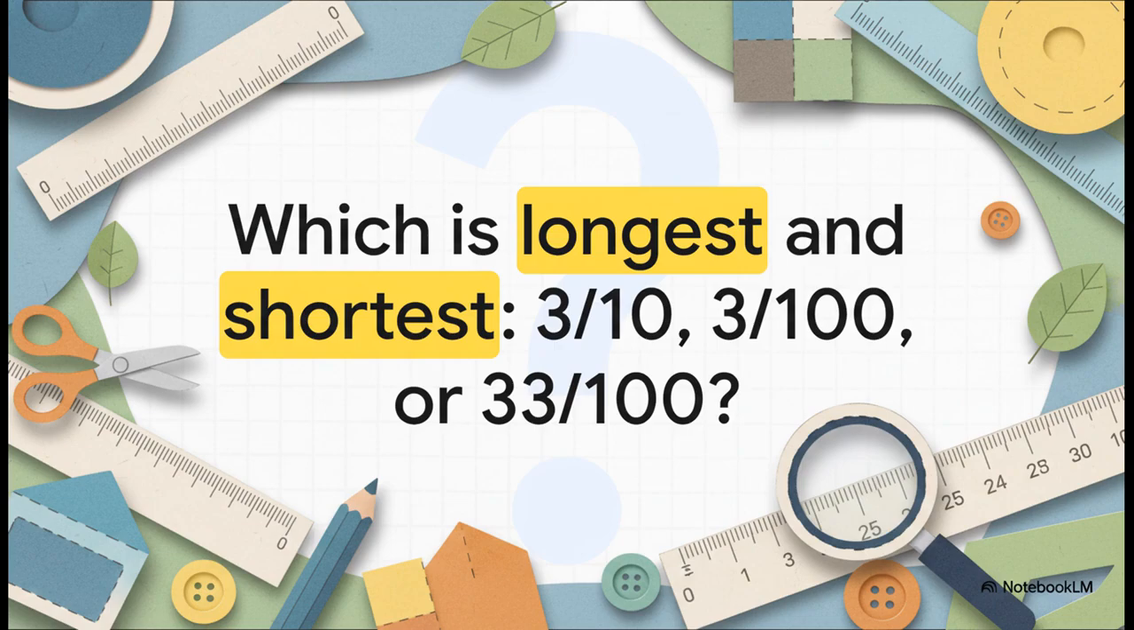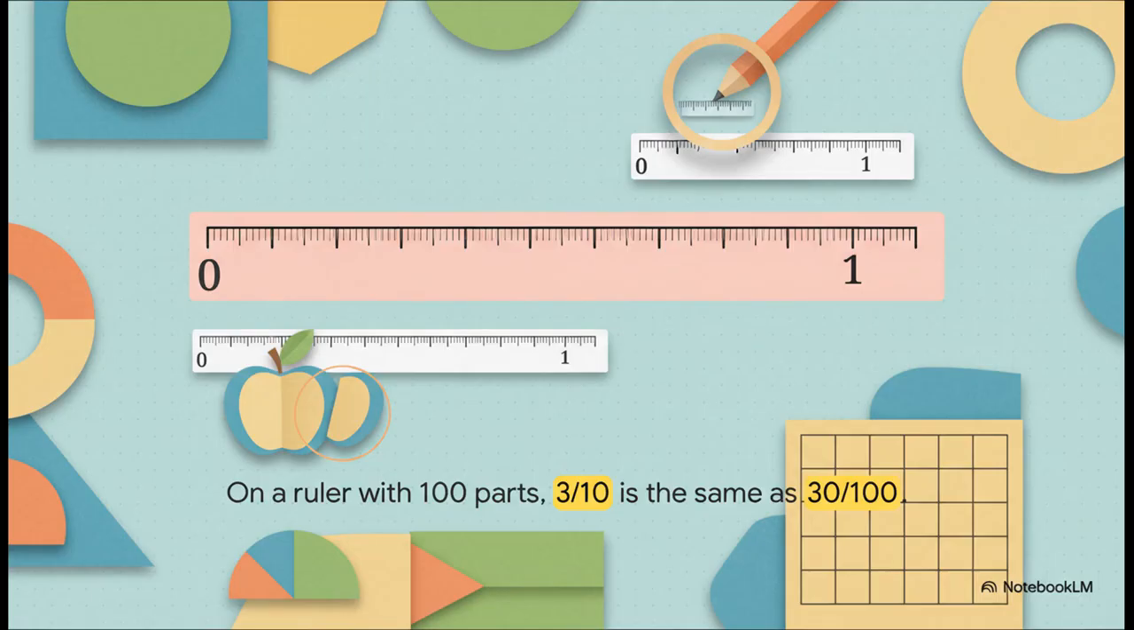Take a look at these 3 fractions. Can you tell which one is the biggest and which one is the smallest? Just looking at the numbers 3, 3, and 33 can be a little confusing. So let's not guess. Let's actually see it. Here's a ruler that's been divided into 100 tiny parts. Let's find the first one, 3 tenths. We know that's the same thing as 30 hundredths, right? So we just go to the 30th tiny mark.